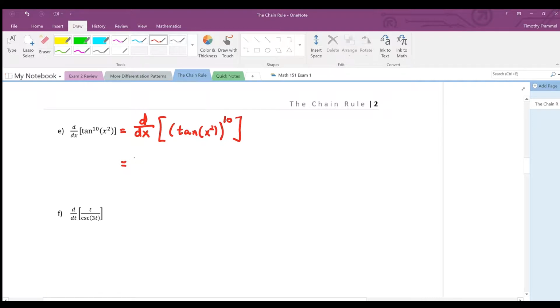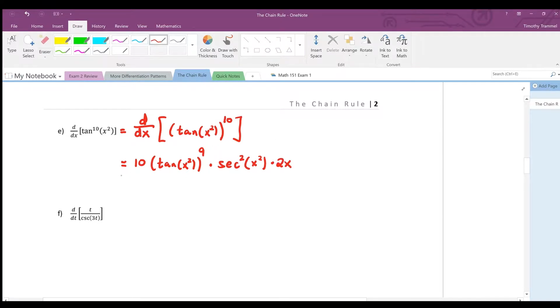If you start taking the derivative of the outside, I think you all know it's going to look like the power rule. Bring down the 10. We have our tangent of x squared in here, and then to the 9. But now we want to take the derivative of the inside function, this tangent of x squared. The derivative of tangent is secant squared, so we have secant squared, but this is of x squared, right? So there's another inside function. The derivative of this innermost function, x squared, is going to be 2x.